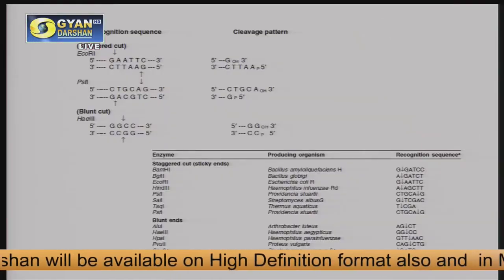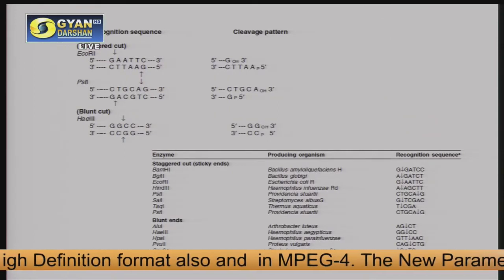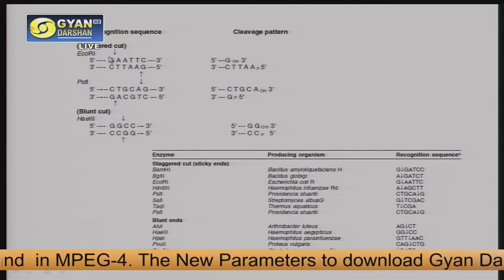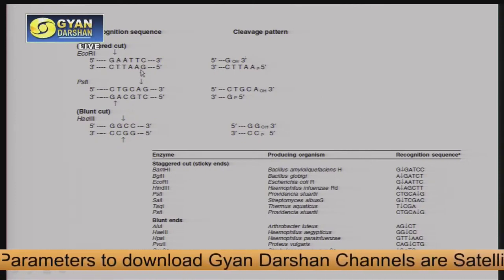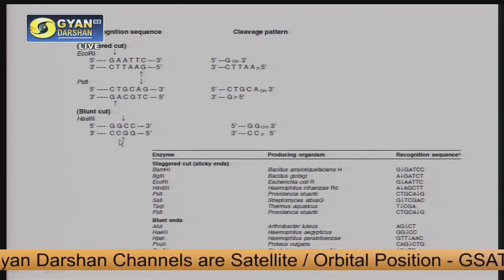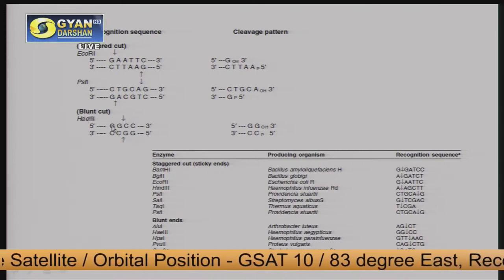If you see this picture now, what is meant by a staggered cut? As you can see, there is an overhang over here. The cleavage occurs in such a fashion that if there is a cut here and a cut here, then automatically there will be an overhang. And a blunt end will cut exactly in between, so that there is no overhang.